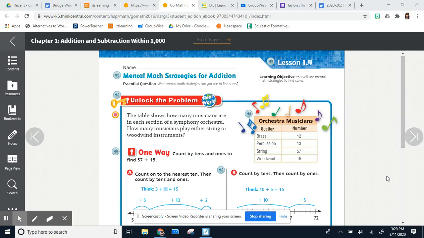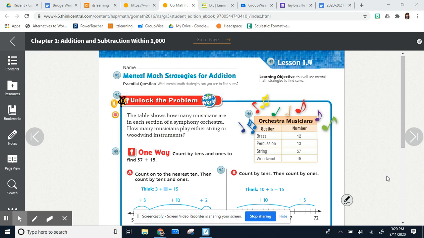So what exactly is mental math? Well, these are strategies that we can use to help us add multi-digit numbers in our heads rather than using a calculator or having to write it out. So we're going to see a couple of strategies today that will help you do that. So we are looking at unblock the problem.